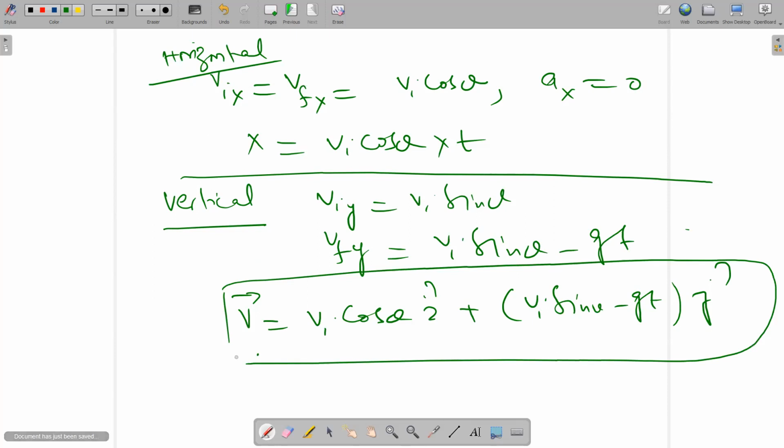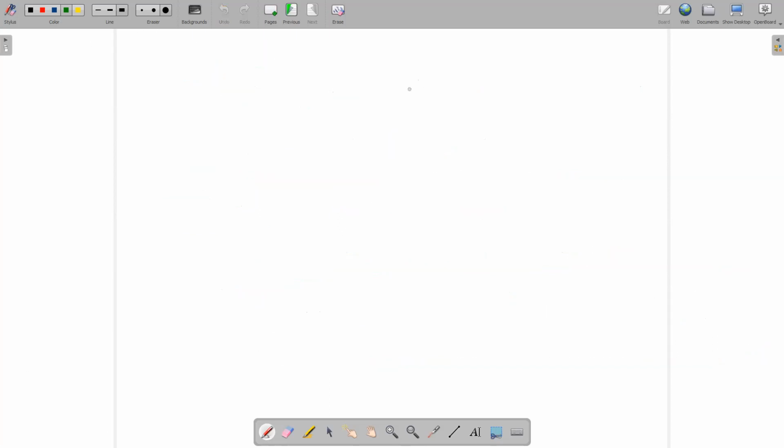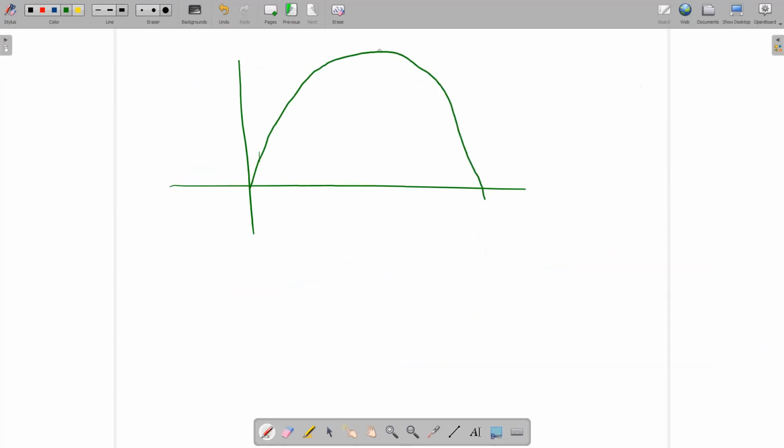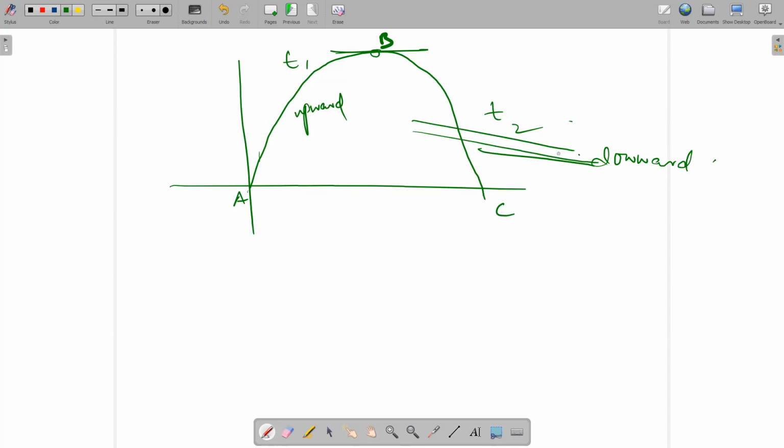Okay, after this, you can see that the body is moving up and down, and this is the maximum height. The time from point A to point B is T1. From B to C is T2. So the upward time is this one, and this is downward. Remember that the upward time is always equal to the downward time.